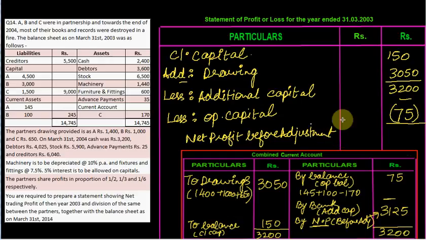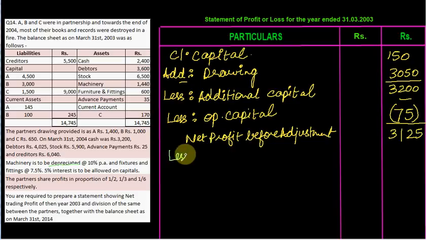Net profit before adjustment is 3125. Now what all things is in adjustment? Two things: depreciation, which has to be put in adjustment, and interest on capital, which has to be given. So first let's take the depreciation. Depreciation is a charge on assets, and we subtract it because profit will be reduced due to depreciation. Less depreciation. On two items, one is fixtures and fittings and the other is machinery. On machinery the rate is 10%, and for fixtures and fittings it is mentioned it is 7.5%.